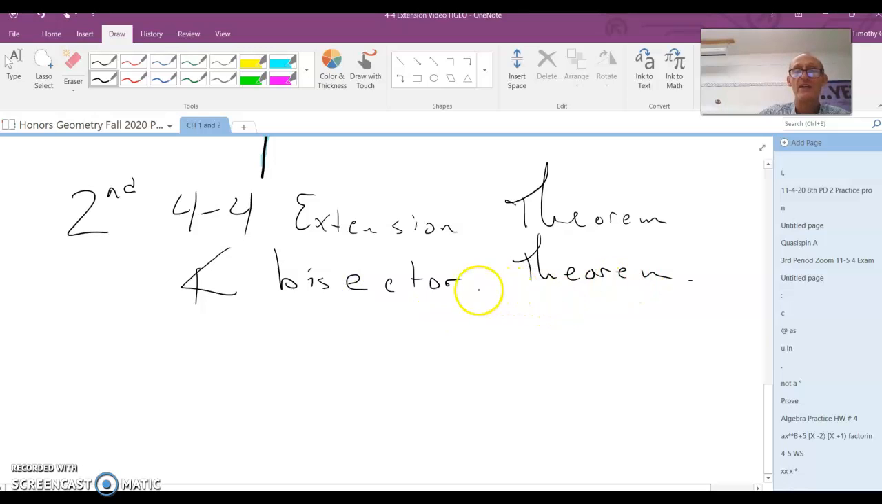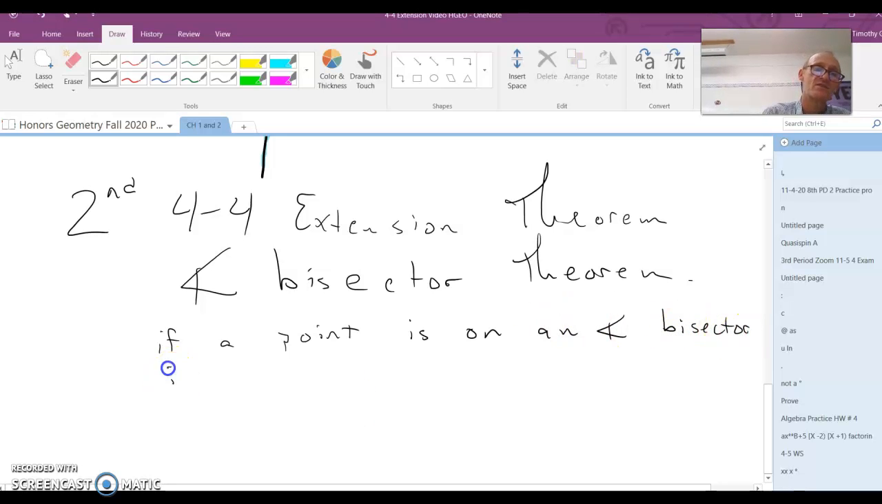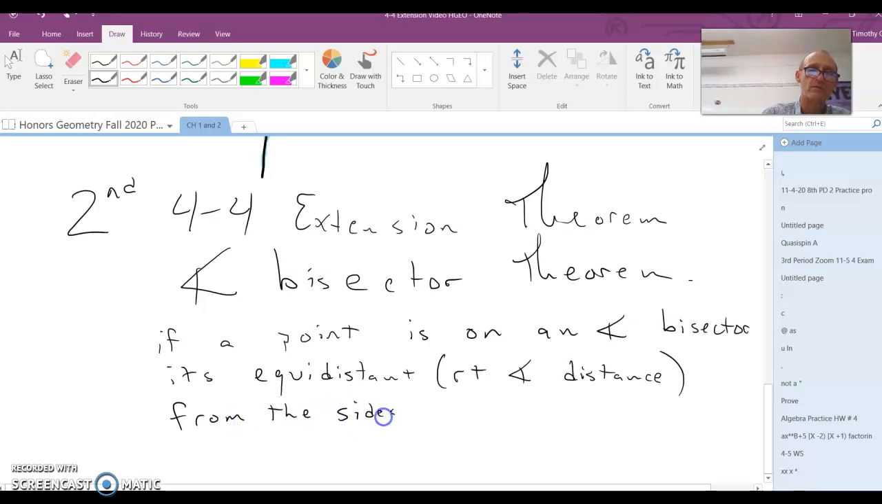And the angle bisector theorem says that if a point is on an angle bisector, it's equidistant, the right angle distance, from the sides of the angle. Okay?